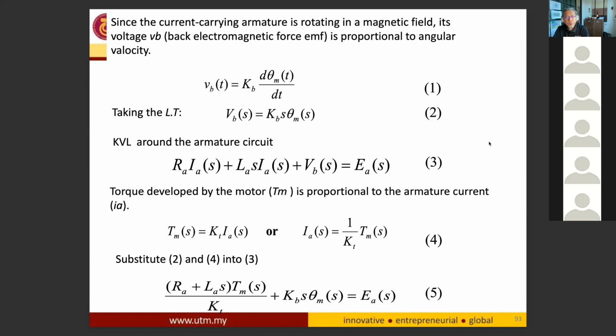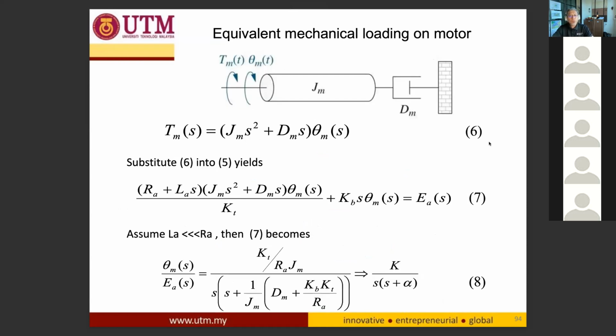Since the shaft will rotate, we sometimes put equivalent mechanical loading on the motor. The mechanical loading of the motor can be represented by this Newtonian equation: Tm is equal to Jm s squared plus Dm s, which is the viscous damper, multiplied by the angular displacement.